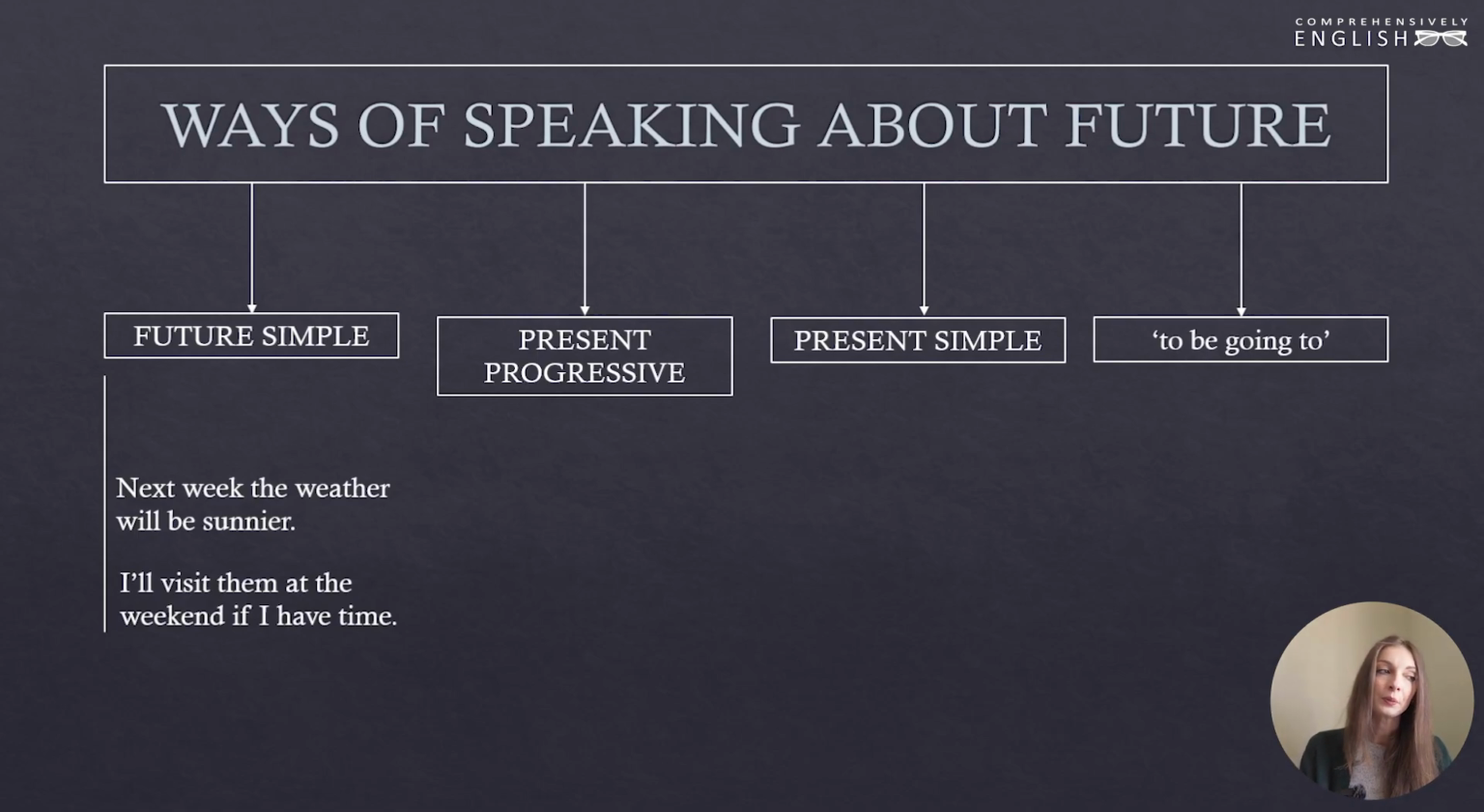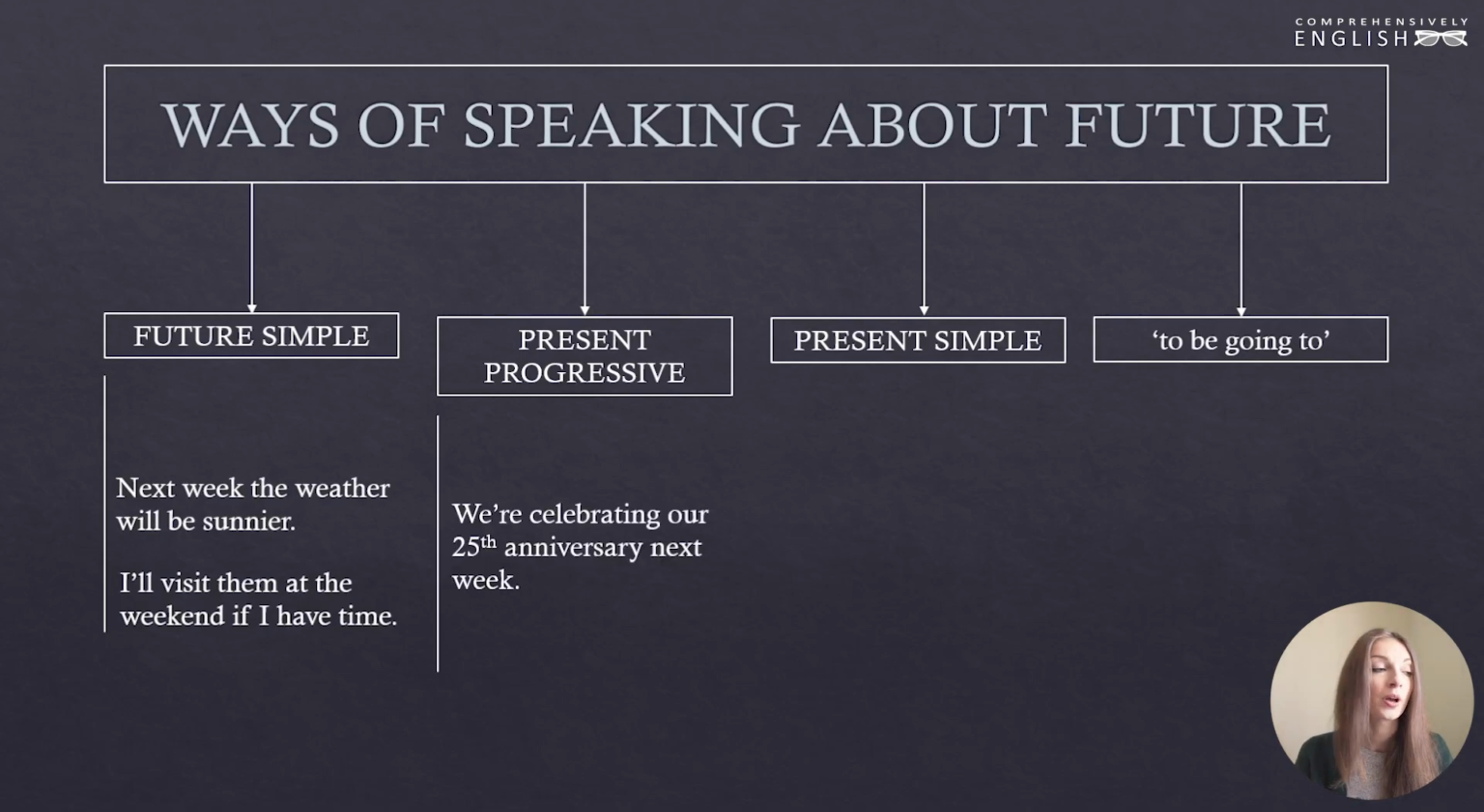Let's look at what the present progressive can help us express. We are celebrating our 25th anniversary next week. That's a plan, and we have to arrange a lot of things. We have to rent a place or to book a table in a restaurant. We have to invite guests, so a lot of things are to be done. So this is a pre-planned action in the future. That's why we cannot use the future simple. We need a different tense to express something which is arranged.